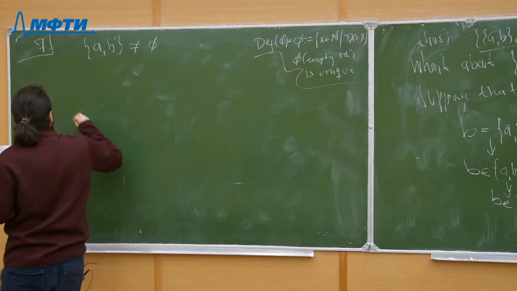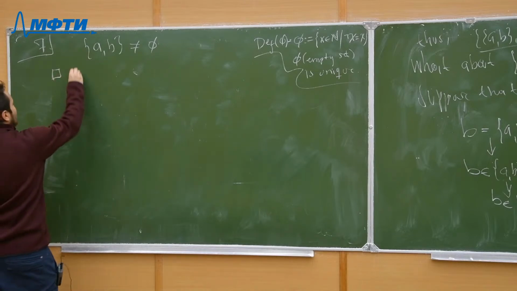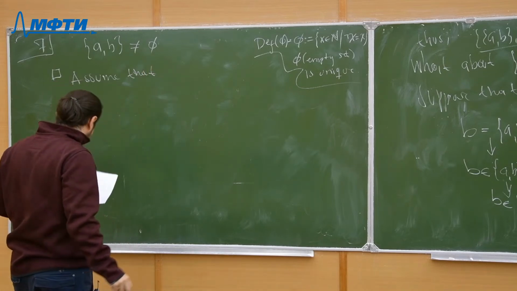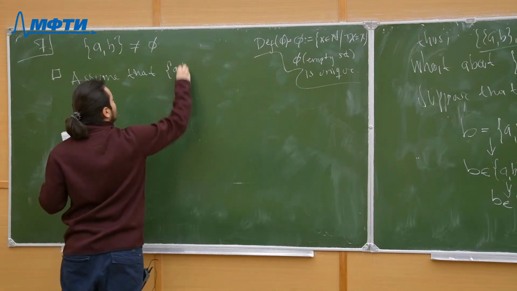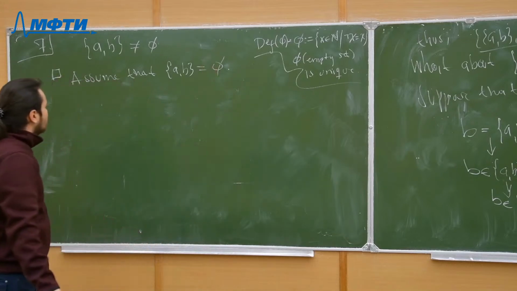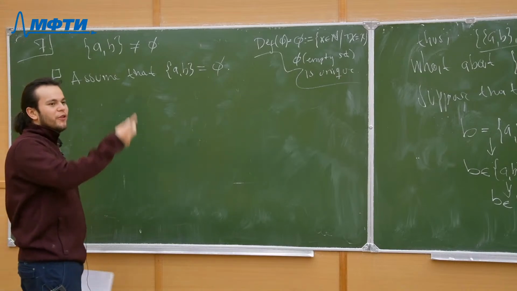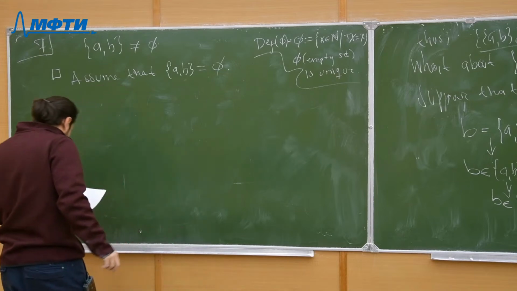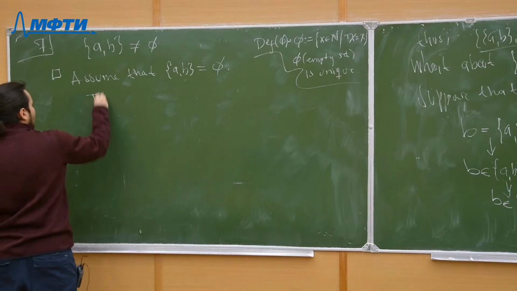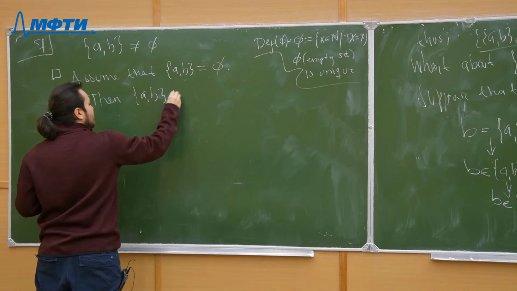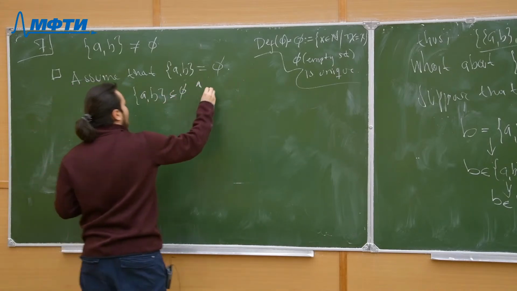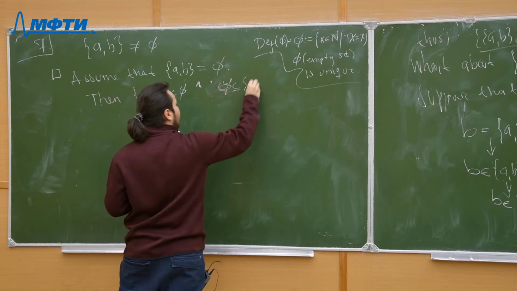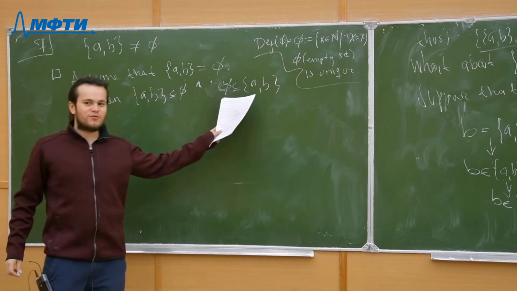So let's prove this. Of course, assume that they're equal. Again, what do we need to do if they are equal? If we want to prove that they are equal, we have to look at all the elements here, and they have to be elements from here as well. Then it means that {A, B} is a subset of the empty set, and the empty set is a subset of {A, B}. So we have to prove that this is true and that this is true, right?